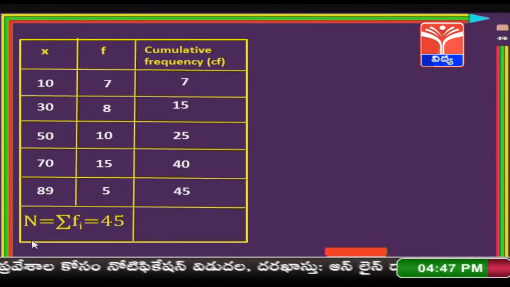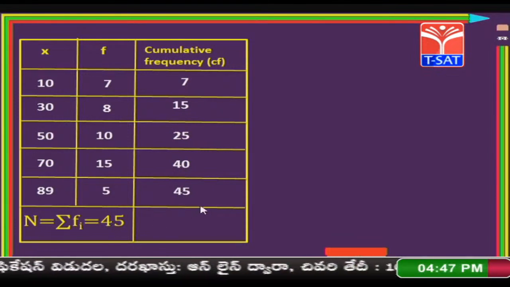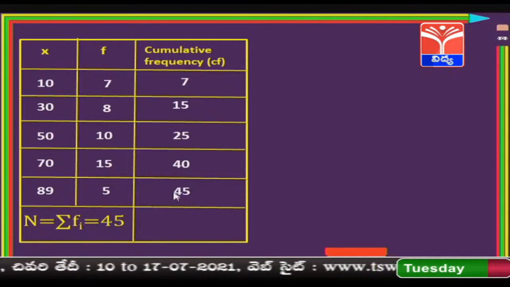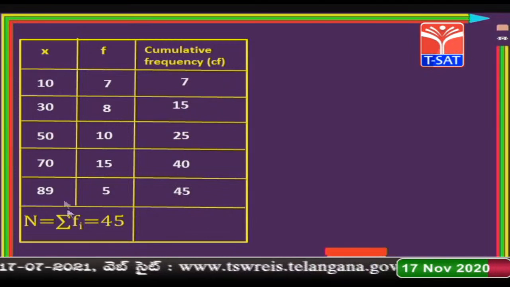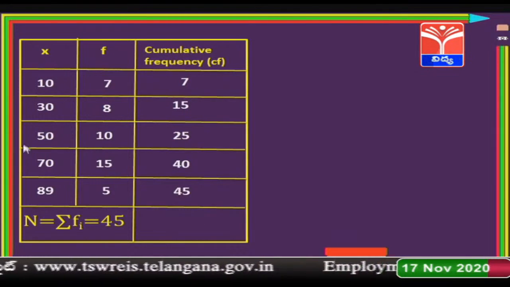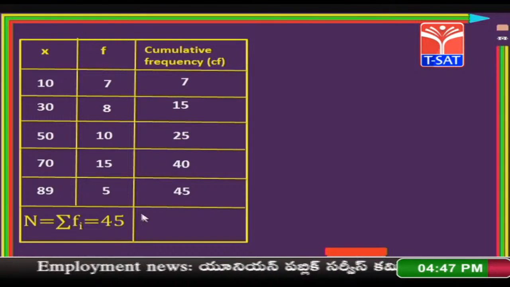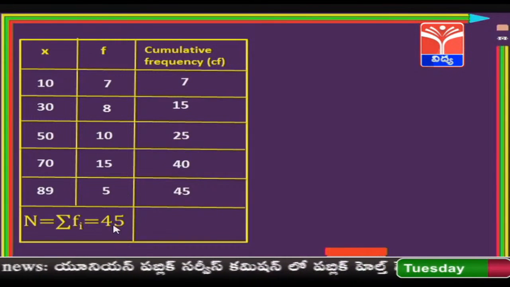Now just see here, the total number of observations is 45 and the last accumulation is also 45. If these two are the same, then our table is perfectly alright. This table is called a cumulative frequency distribution table for ungrouped data. So what is the value of n here? The value of n is 45.